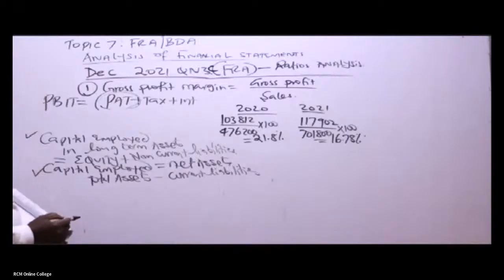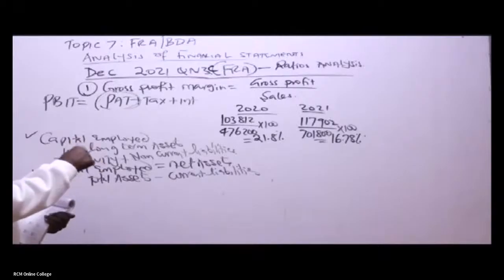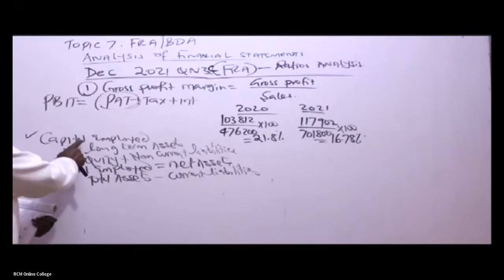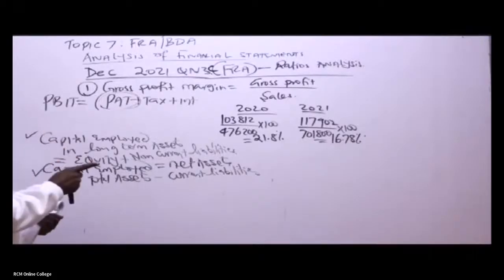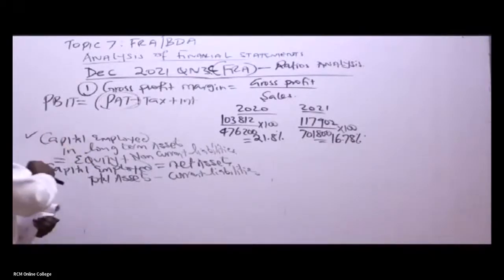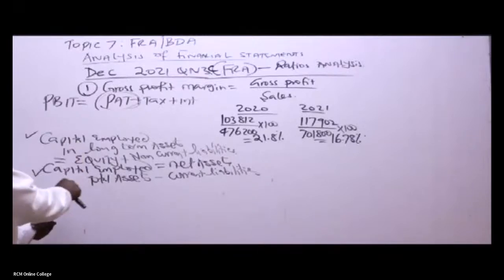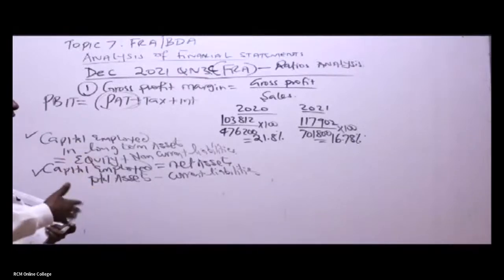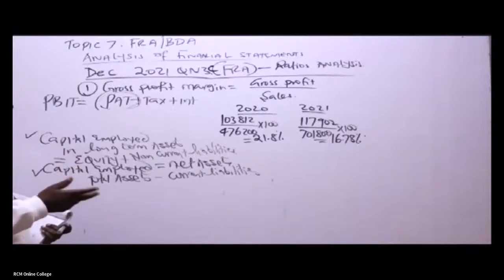Yeah, total assets minus current liabilities. And you must know both of them. Like now, the question that we're doing here, there's no way you can use the first approach. Most of the questions should require you to use the first approach. This question wanted us to use the second approach of getting capital employed, which is the same as net assets, which is total assets minus current liabilities.